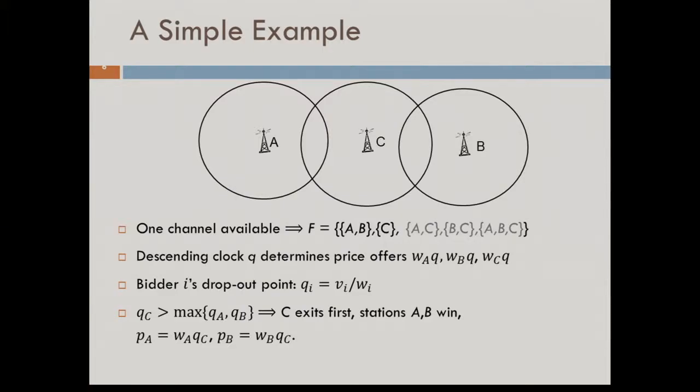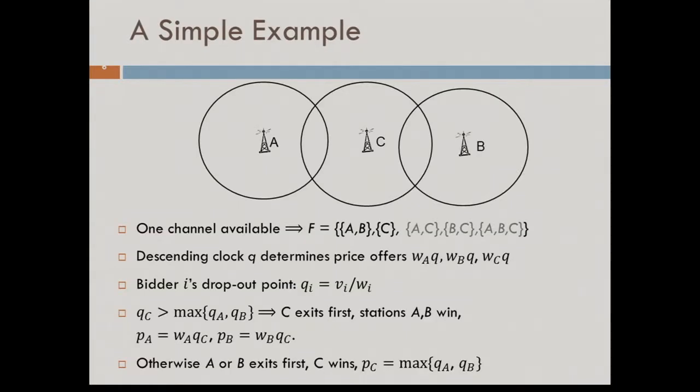So if the station that drops out first is station C, then A and B become winners because you can no longer feasibly remove them. And the prices are determined by the dropout point of station C. But otherwise, if A or B exits first, then C becomes a winner, and then the other of the stations will be able to exit. So the clock will run down to 0, and then the other one of those peripheral stations will exit, and that's the end of the auction. OK, so that's how the auction is supposed to work in this very simple setting.